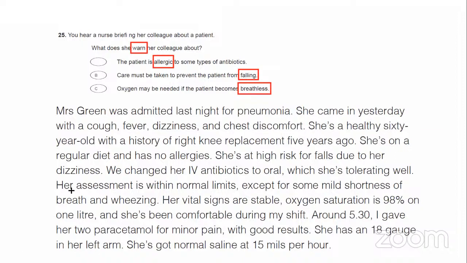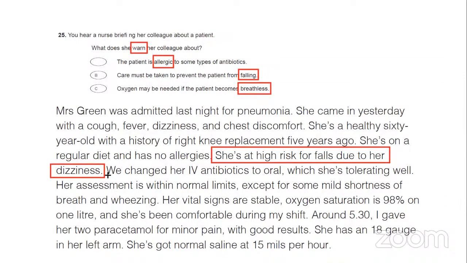Right. Now let us see. Here it is. This is the problem. So that's it. It's very simple. She is at a high risk for falls due to her dizziness. Dizziness, high risk, falls. Everything is there here. So this is how you'll get the answer. If you listen to everything, you'll not get the answer. But this particular sentence only will give you the answer.